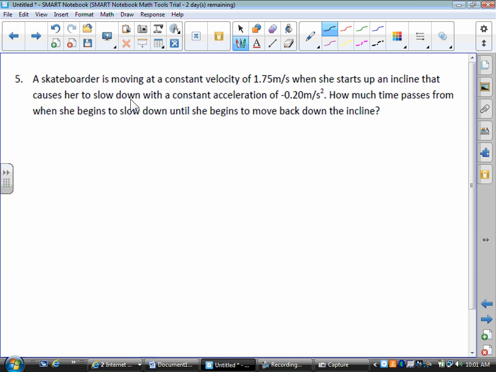All right, so it says the skateboard is moving at a constant velocity of 1.75 meters per second. This is the acceleration, right? And they want to know how much time will pass before she begins to slow down and move backwards on the incline. Sometimes it helps to draw a picture, so we can go ahead and draw a picture here. So this little ramp here that she's going up.